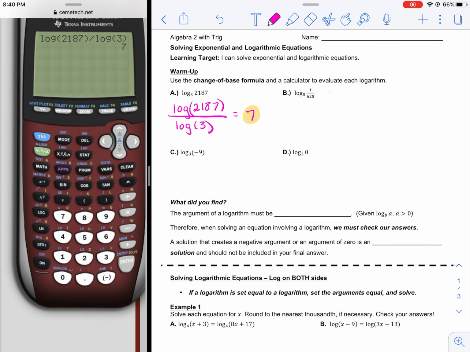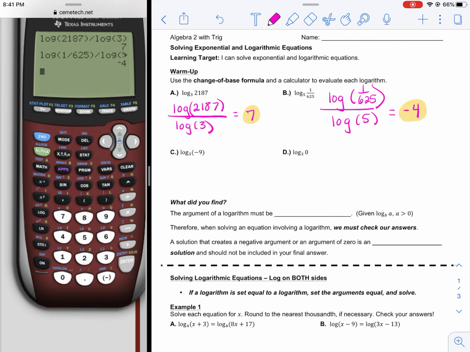Okay, so for the next one, we have log of the argument 1 over 625. And then if I want to put that in the calculator, I'm going to divide by the common log of 5. So I'm going to do log of 1 over 625. You can also use the fraction key if you want, and then divide by log of 5. And this time the answer is -4. And it shouldn't be surprising that the answer there is negative, because you're starting with a base of 5 and your answer is 1 over 625. So 5 to the -4th is 1 over 625.